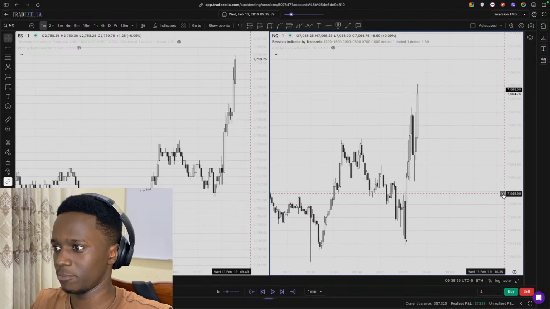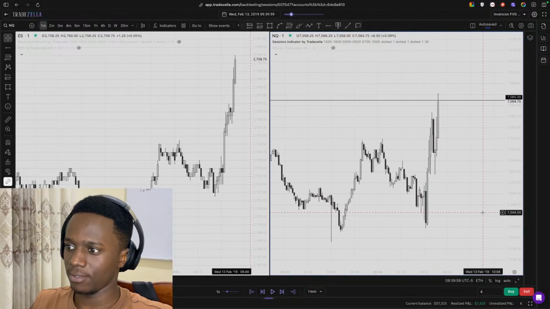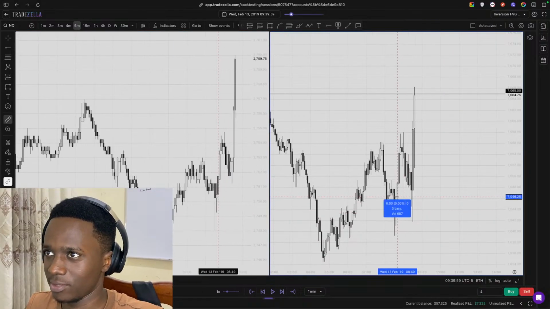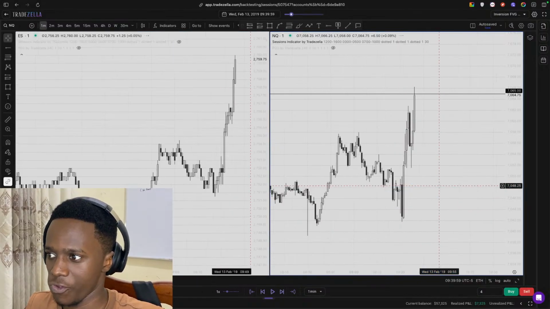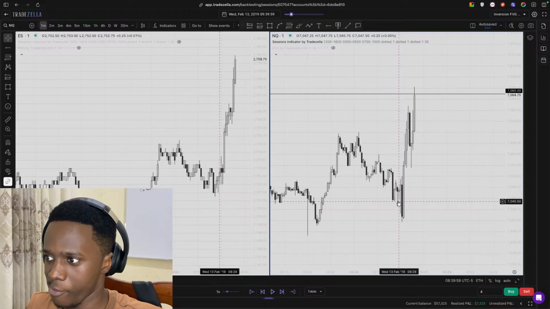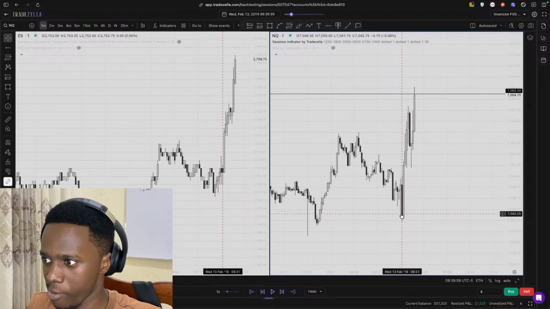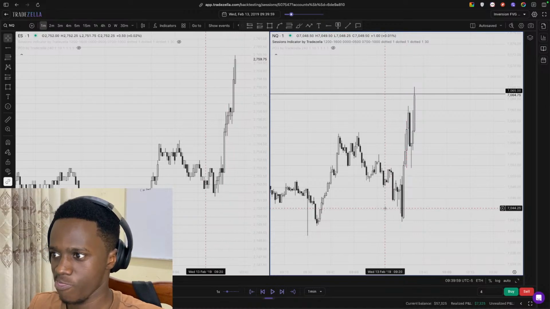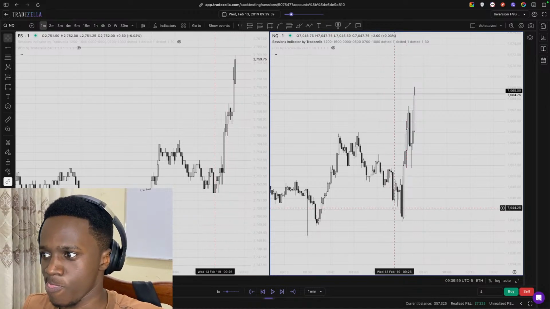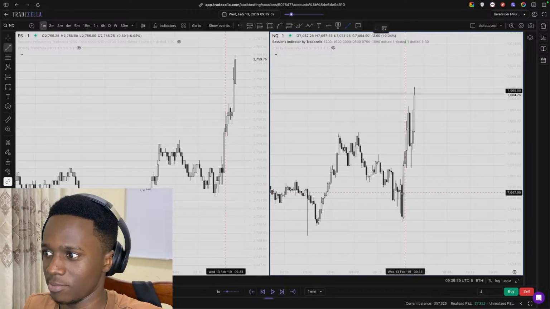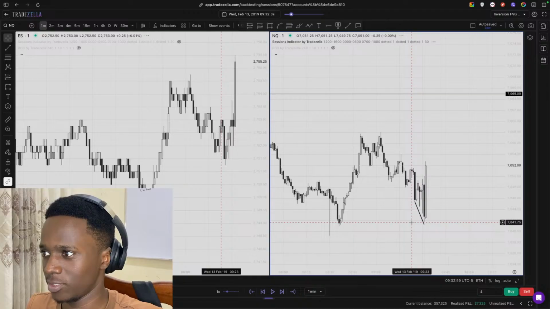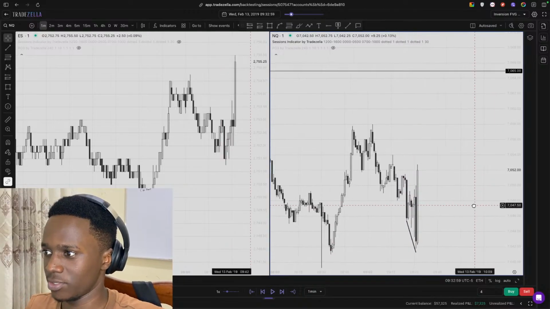This was a very good move here. The problem is that we didn't have any liquidity run. We were just rejecting a POI. But actually there was an SMT here. If we were to take an entry, it should be at this inversion.